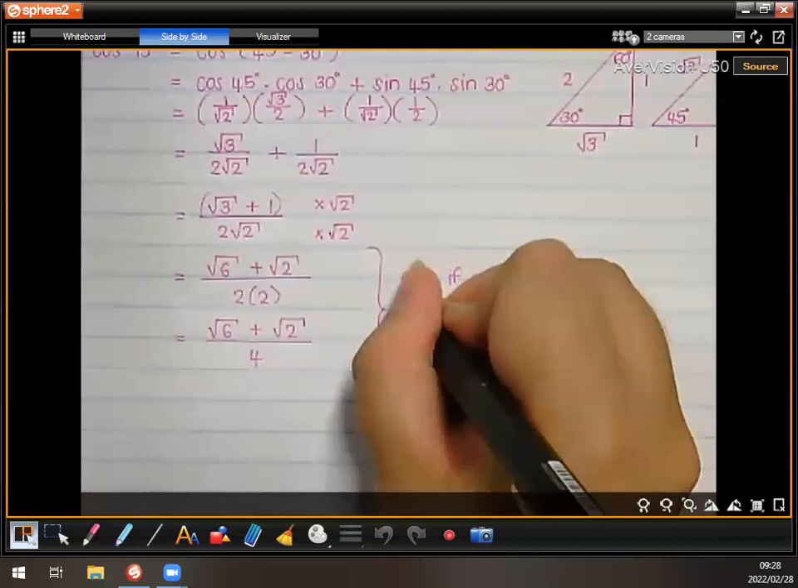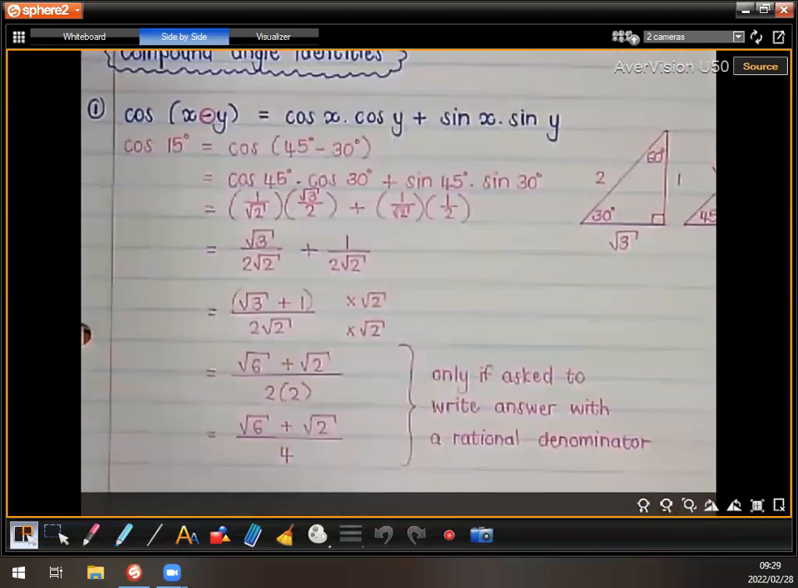Right, but this, you only do on the side, only if asked to write the answer with a rational denominator.